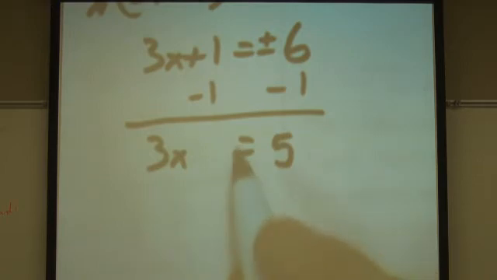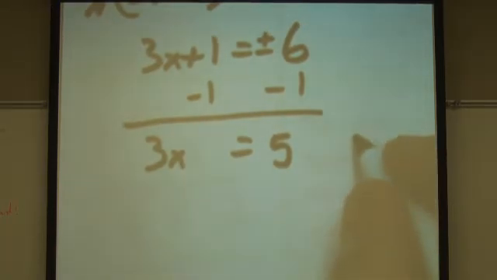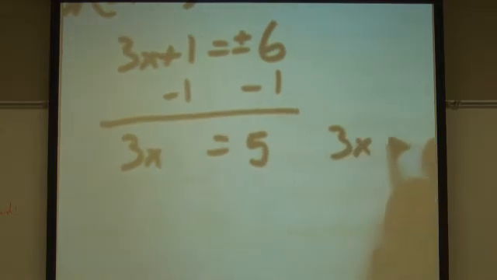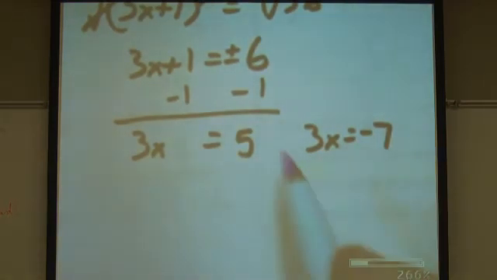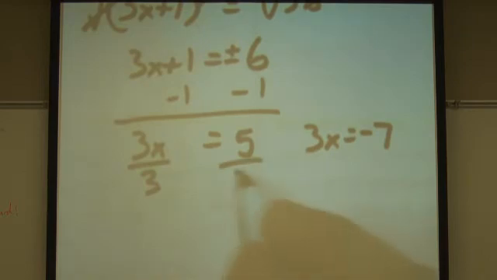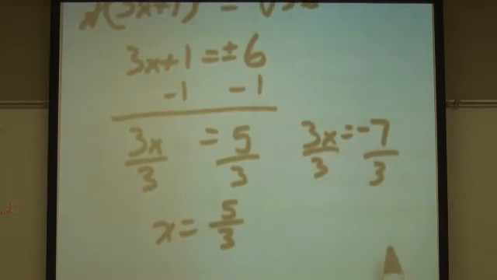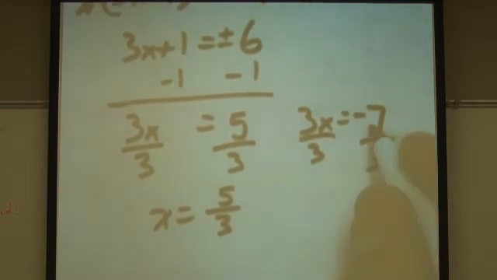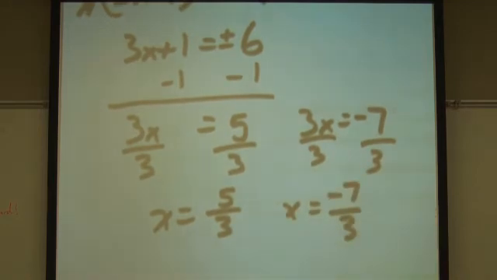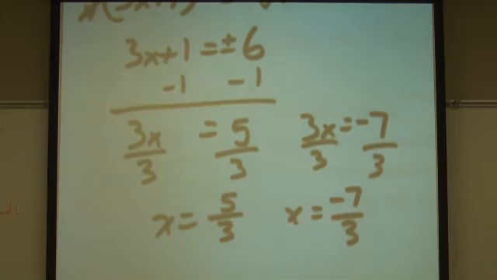3x is going to equal 5, or this 3x could equal negative 7, because negative 6 minus 1 is negative 7. And then divide by 3 here, divide by 3 here, and that'll give you your answers for both x's. You're going to have 5/3. These are regular equations, so let's keep them as fractions. And negative 7 divided by 3 is negative 7/3. And voila, there you go.